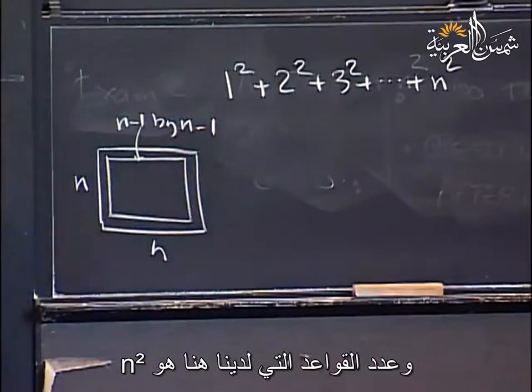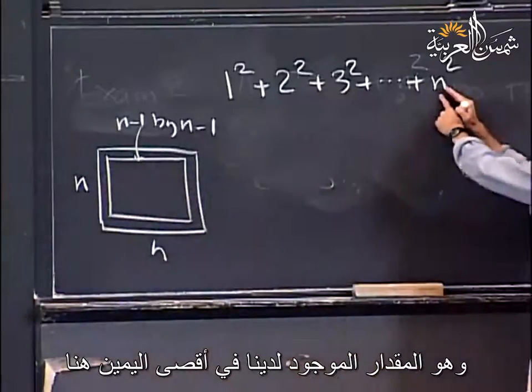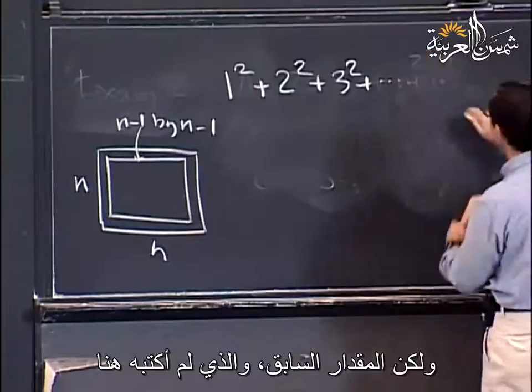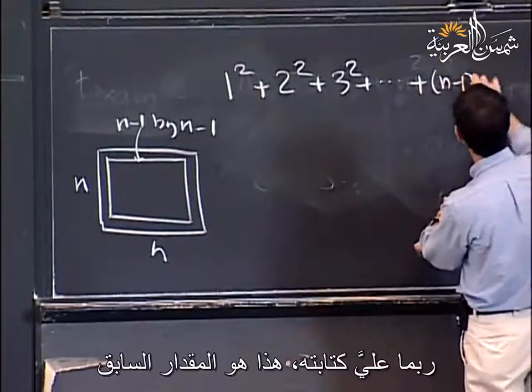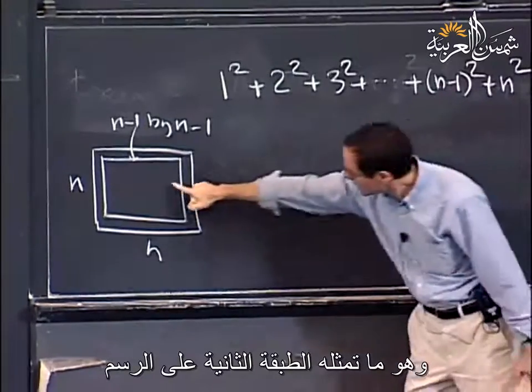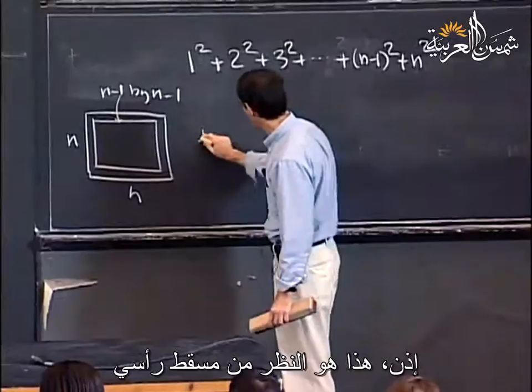So this next layer in is n minus 1 by n minus 1. So the total number of blocks on the bottom layer is n squared. That's this rightmost term here. But the next term, which I didn't write in, but maybe I should, the next to the last term was this one. And that's the second layer that I've put on. Now this is, if you like, the top view.